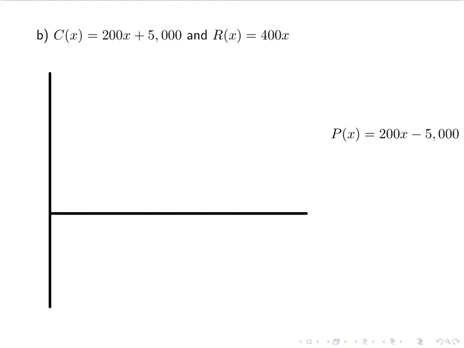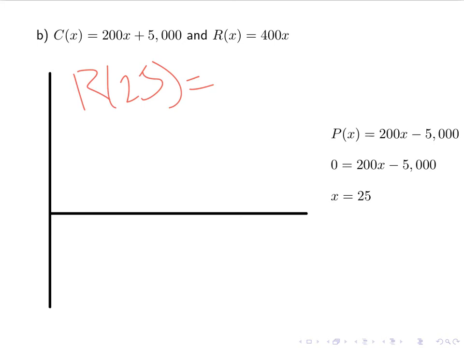To find the break-even points, I'm going to set my profit equal to 0, and then solve. So I'm going to add the 5,000 over, divide by the 200, and I get 25. So again, for the profit, I have the point (25, 0), and for the revenue and cost, I'm going to plug in the 25, and 25 times 400 is 10,000.